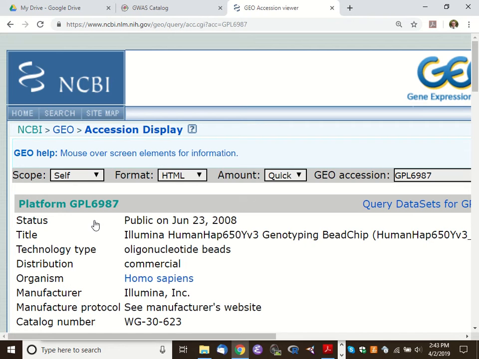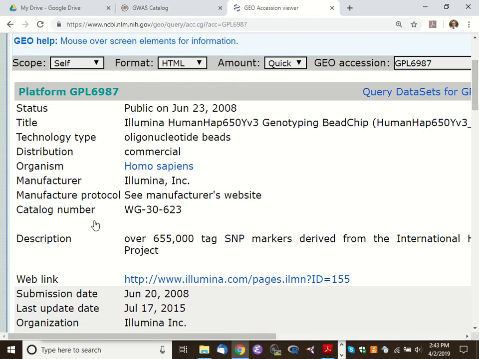In this case, we see that the description puts this at 655,000 SNPs, and they're drawn from the International HapMap project, which was one of the very first big studies of human genetic variation. So given the information that came back from HapMap, they've created a SNP array for this. Now, I'm going to push you back to the slides this morning.